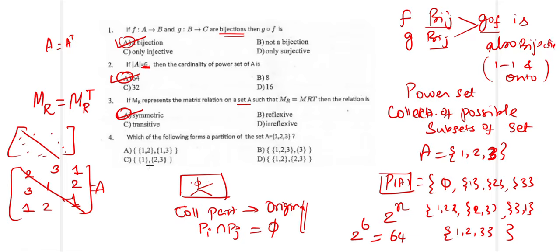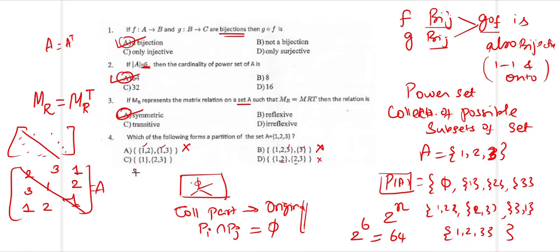In which case, what happens over here, 1 comma 2, 1 comma 3. 1 is repeated over here as well as here. So this is not a partition. Okay, 1, 2, 3. 3 is repeated here, 3 is repeated here. So this is not a partition. 1 comma 2 and 2 comma 3. 2 is being repeated here. So this is not a partition.